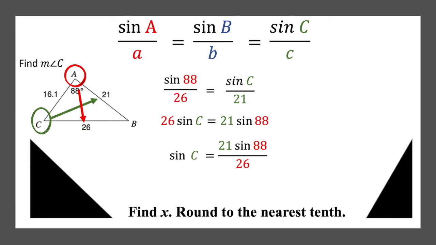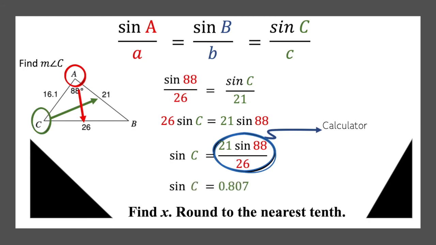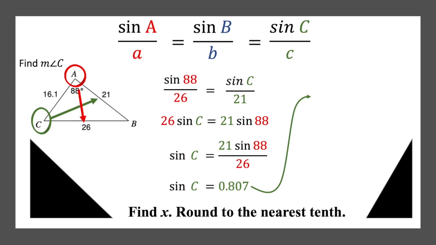If I divide both sides by 26, I see that the sine of C is 21 times the sine of 88 divided by 26. Now, this is a good time to stick that into your calculator. So we get the sine of C equals 0.807. Now, if we're looking for an angle, we can take the sine inverse of that. So sine inverse of 0.807 tells us that C is the angle 53.82.